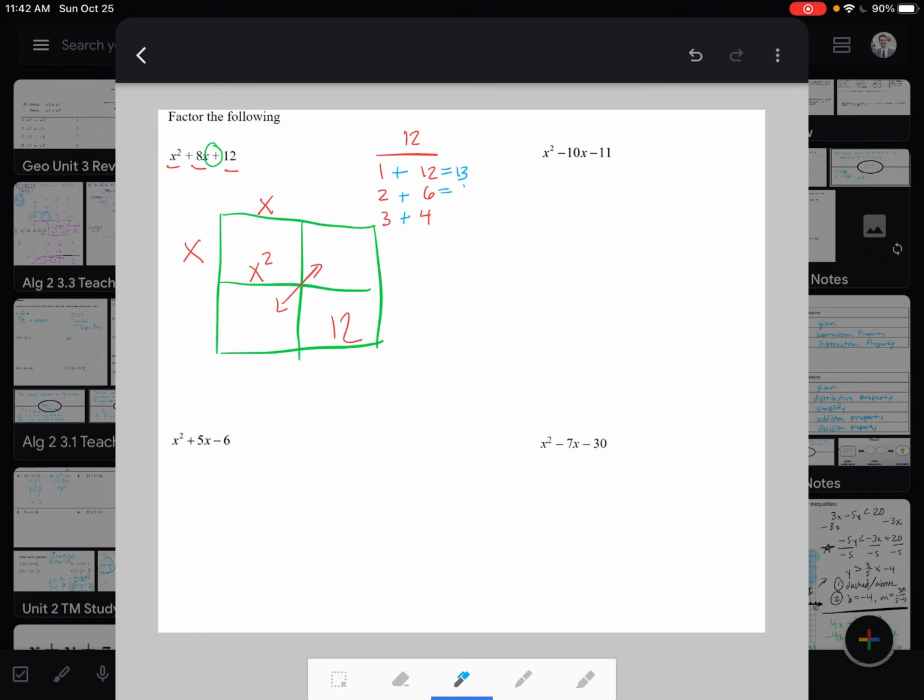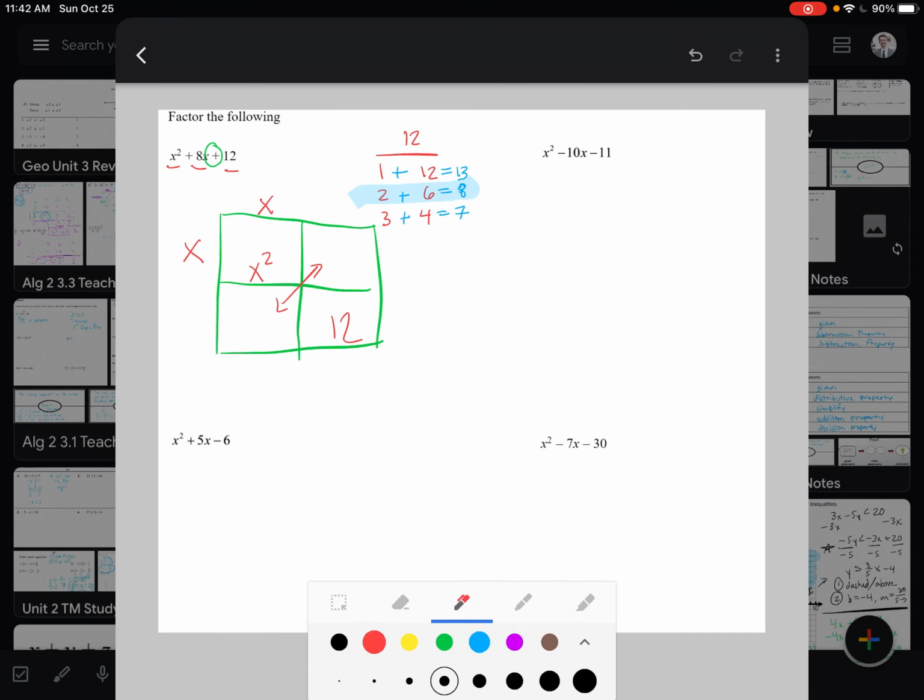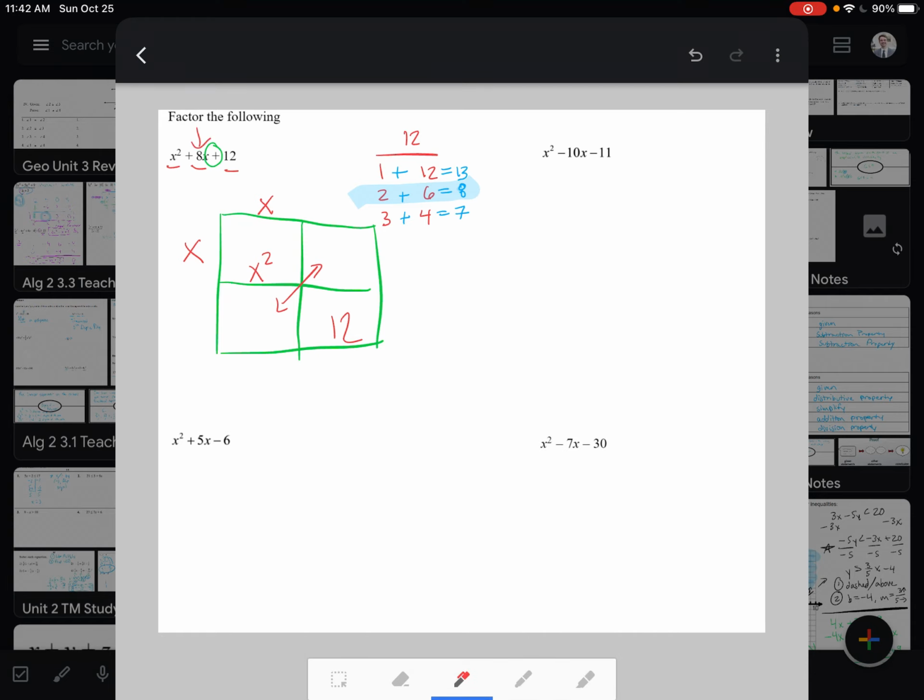So these are the factors, the things that multiply to get us 12. And if we add them together, what we're going to notice is that 2 plus 6 equals 8. Those are the terms that we want and that we need, because when we use 2 plus 6 to equal 8, that will get us our middle term of 8. So we'll have the 2 here, the 6 here.